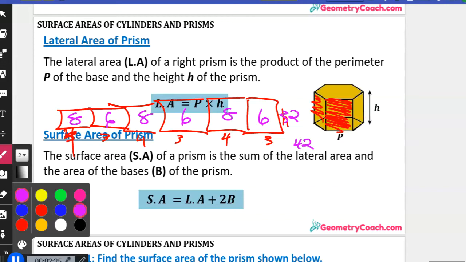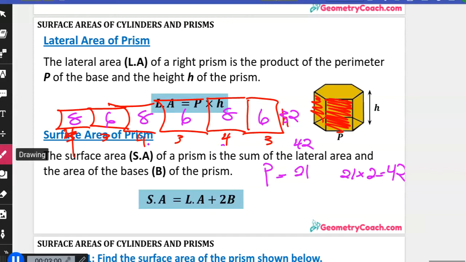Now if I just did the perimeter like they said, that's 4, 4, 4, and 3, 3, 3. So that's 12 plus 9. The perimeter of the bases added together is 21. Well, 21 times 2 is 42. So whether you choose to find the 6 rectangles that are the lateral area individually, or use the formula and take the perimeter of the hexagon and multiply by the height, you'll get the same lateral area.